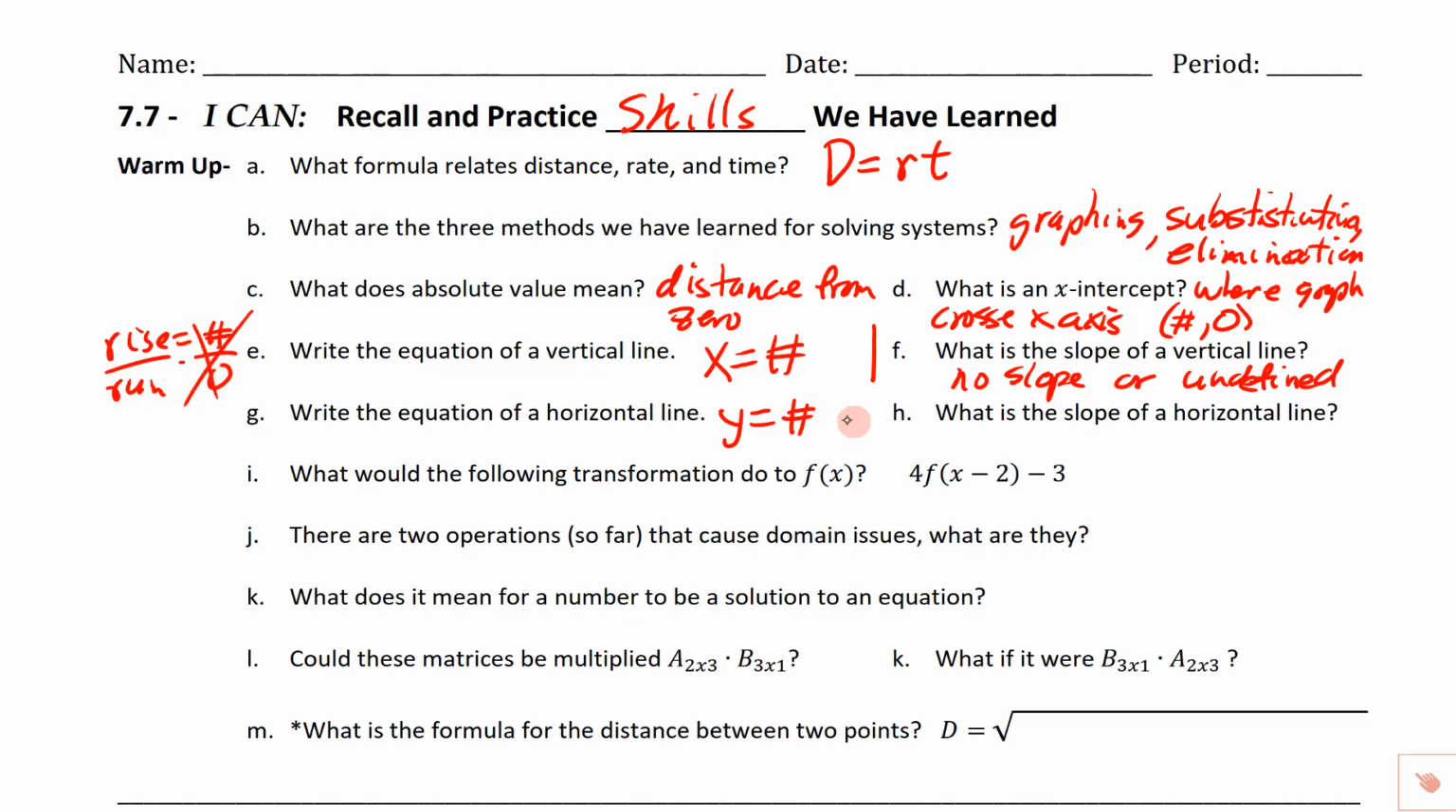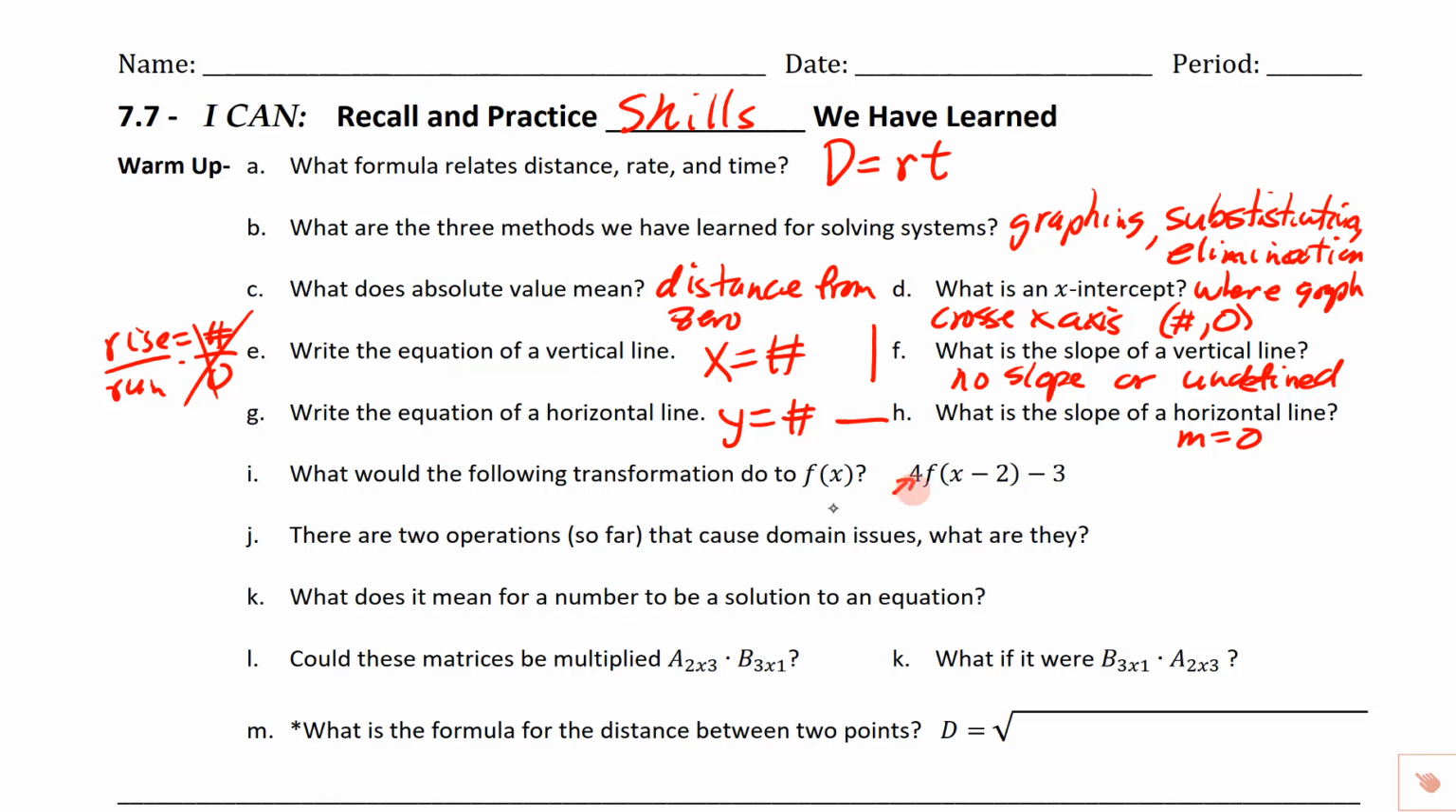What's the slope of a horizontal line? Horizontal line would have a slope of 0. Whoops, let me make that look like an m. Slope of 0. And then what would the following transformation do? So we've got multiplying by 4 outside the parentheses, and then inside with the x we've got this -2, and then outside again we've got that -3.